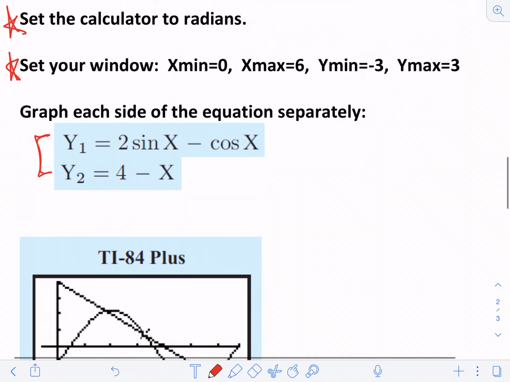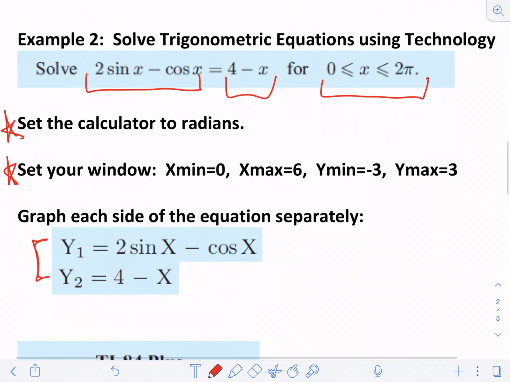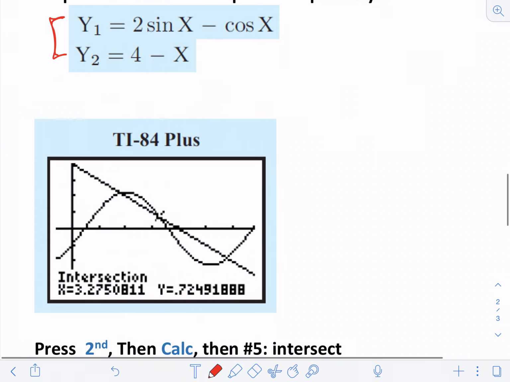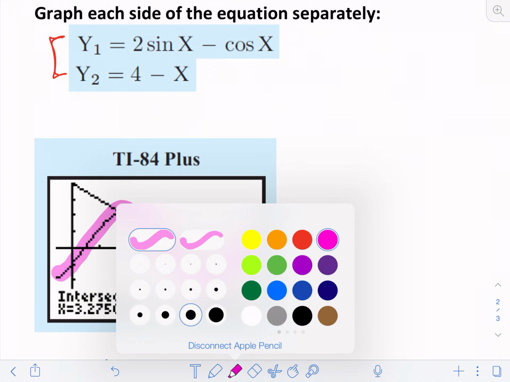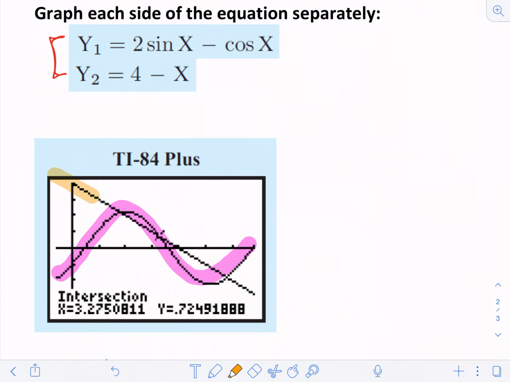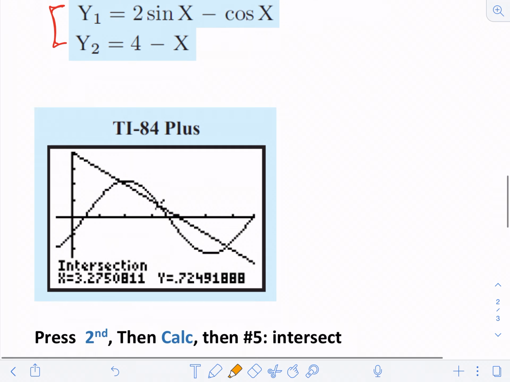Okay, if you put both equations in your calculator and hit graph, you should see a couple graphs that look like this. This right here is my 2 sine x minus cosine x, and then this graph right here is my 4 minus x. Great so far? All right, so let's look at the intersections for those.